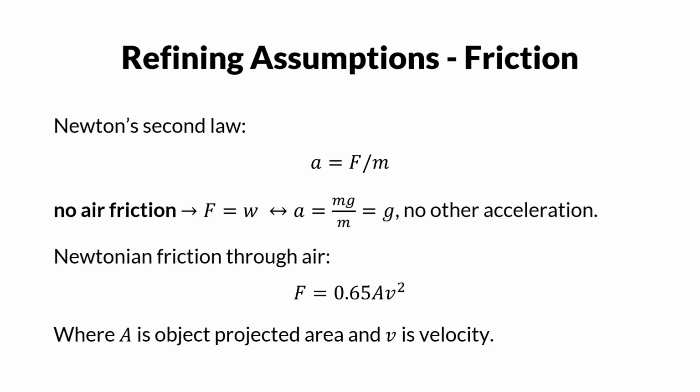We can add friction forces to the model by the Newtonian equation for friction through air, where the force is equal to 0.65 times A times V squared, where A is the projected area of the object and V is velocity. Let's draw some motion diagrams.